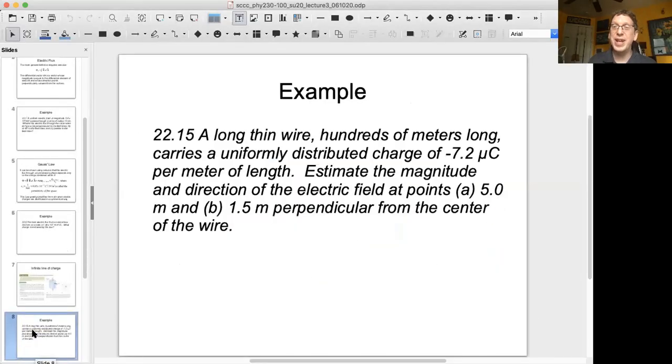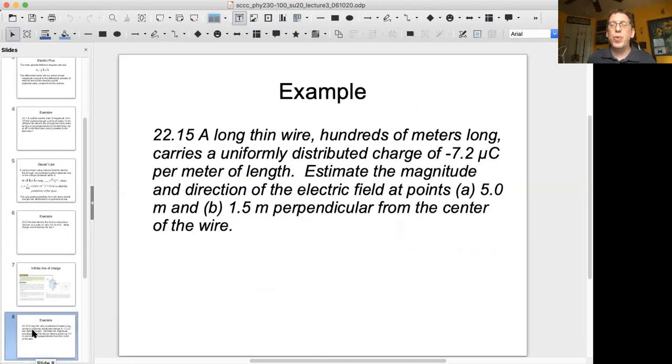Well, before we do that, we'll do a simple example, and then we'll move to 2 dimensions. So a long, thin wire, hundreds of meters long. When we say an infinite length of wire, obviously there's no such thing as an infinite length of wire, but if you're evaluating the electric field close enough to the wire so that the ends of the wire are contributing a negligible amount, then the infinite length of wire approximation holds really, really well.